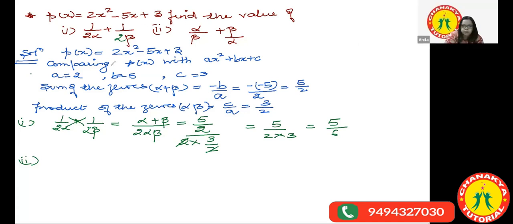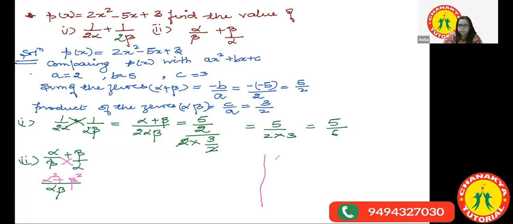Okay, now the second part. This is alpha upon beta plus beta upon alpha. Now again, we have different denominators, so cross multiply because both denominators are different. So it will be alpha square plus beta square.